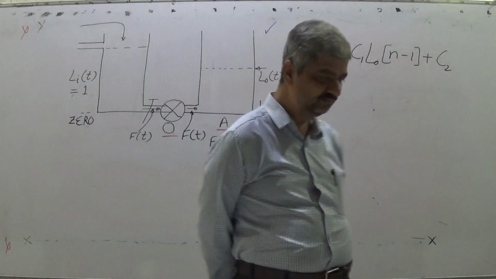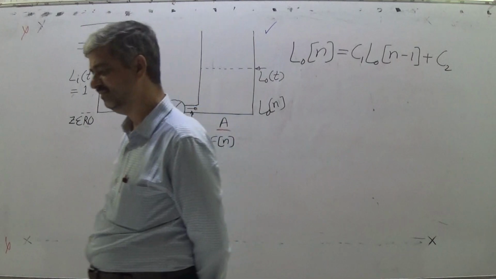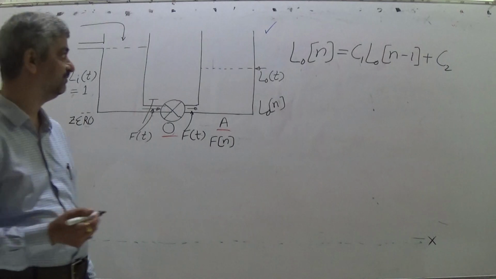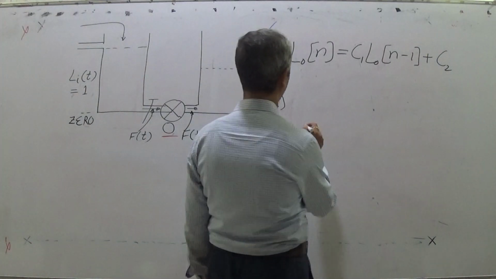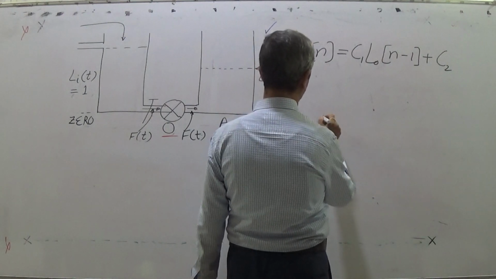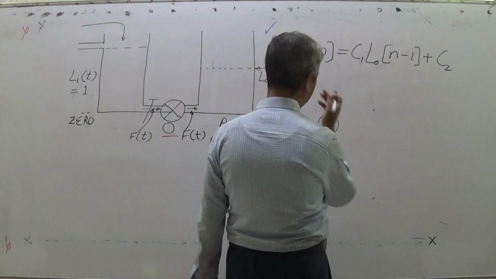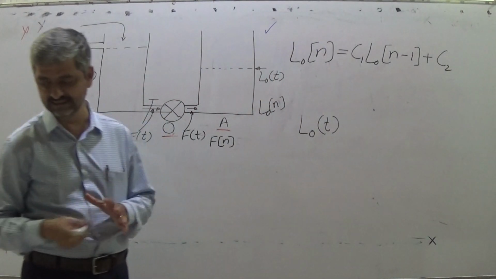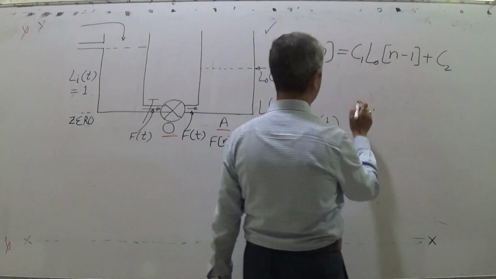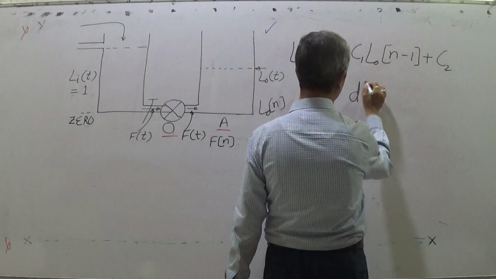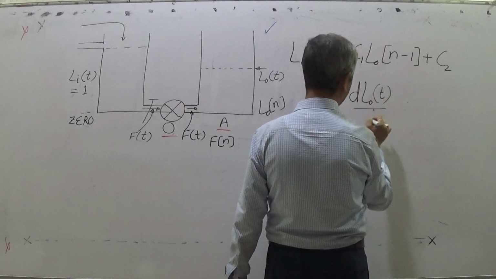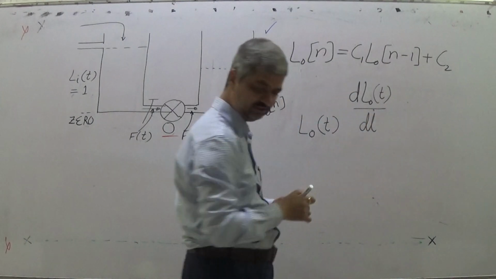Now, in fact, we define what is derivative. What is derivative? If L(t) is the variable, then derivative is dL(t) by dt, which practically everywhere is assumed, I write on this side.